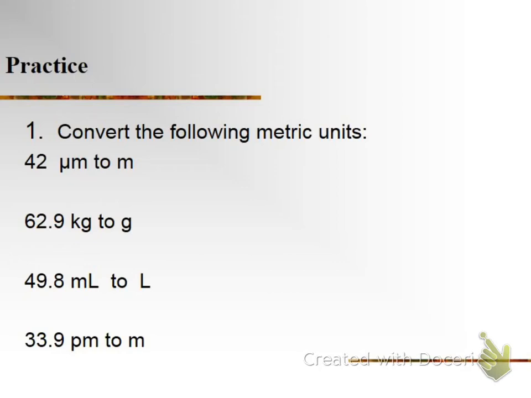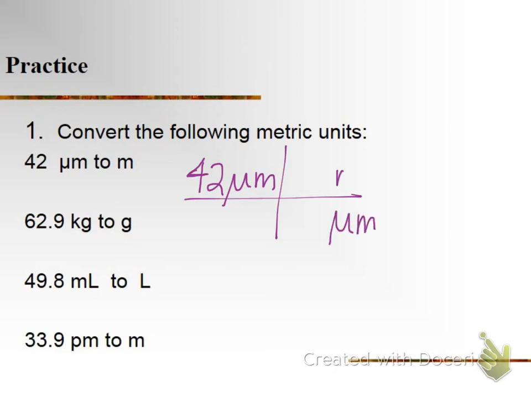Okay? All right. So we're going to do 2 of these, and you're going to use your little metric conversions that we've already talked about. So we're going to do 42 micrometers. And I want to get rid of micrometers, so where am I going to put it? It's already on the top. I want to get rid of it. Where do I put it? On the bottom. And I'm trying to go to meters. So line up your conversion units, then put the numbers that go with them.